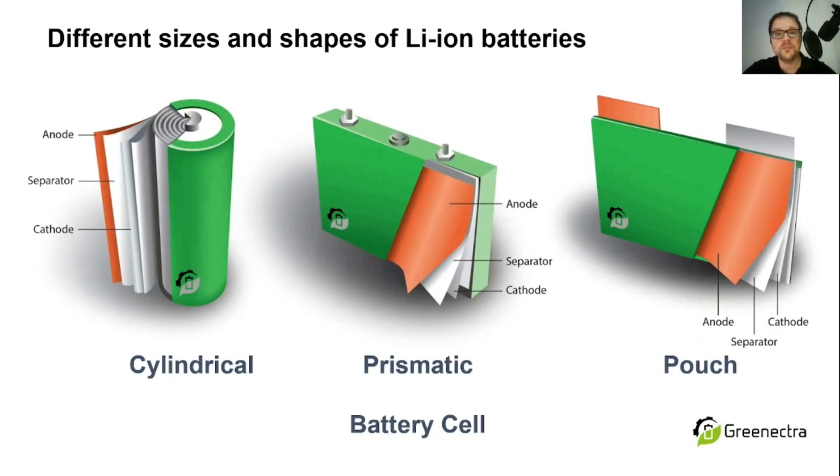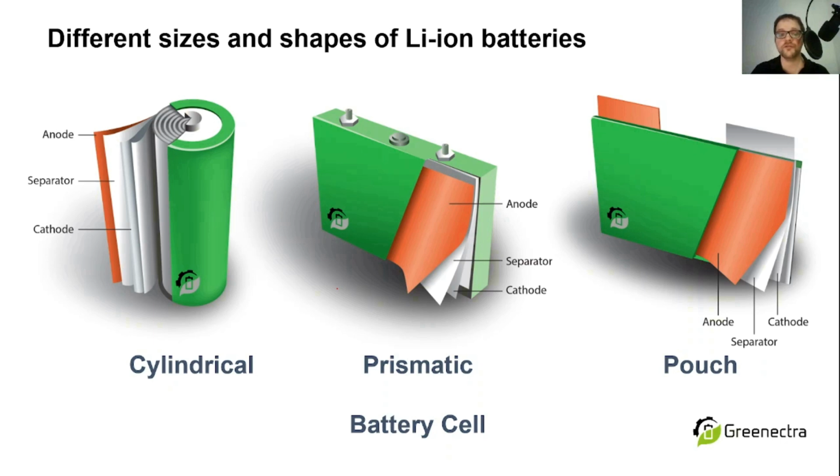Lithium-ion batteries come in different sizes and shapes, and we will have a look at the three most common shapes right now: the cylindrical battery cell, the prismatic battery cell, and the pouch battery cell. During manufacturing of lithium-ion batteries, there's two ways of putting anode, separator, and cathode inside the battery housing: wrapping and stacking. We will have a look at the stacking on the next slide. On this slide, we will focus on the wrapping method.